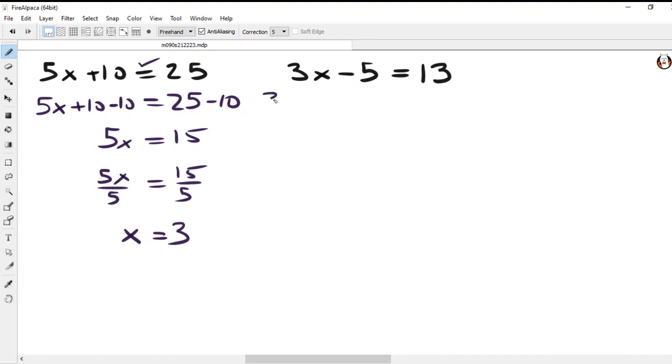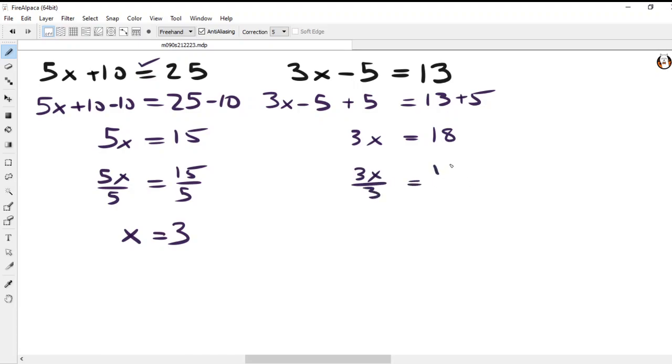We're going to do the same thing here. We're going to take 3x minus 5 and add 5 to it to get 13 plus 5. 3x then will be equal to 18. When we divide by 3, we'll get 18 divided by 3, or 6, and that will be our solution for x. X equals 6. Again, because 3 times 6 minus 5 is 18 minus 5 is 13. It checks out.